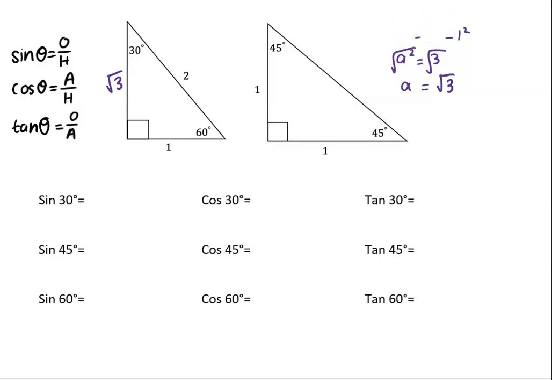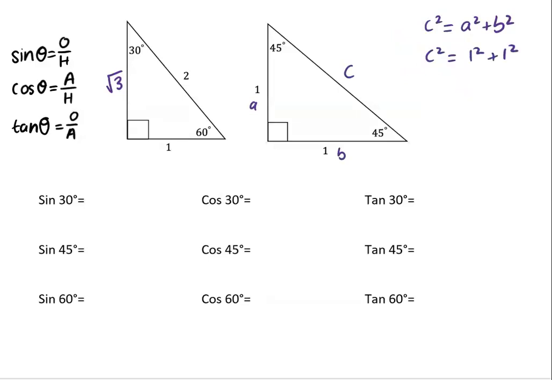We can also determine the third side of the 45, 45, 90 triangle, once again using Pythagoras' theorem. This time we're finding the hypotenuse, C. C squared is A squared plus B squared. C squared is 1 squared plus 1 squared. Well, 1 squared is 1, 1 squared is 1. So C squared equals 2. We take the square root of both sides and we're left with C equals square root 2, once again left as a surd. And we can add that value to our 45, 45, 90 triangle for the hypotenuse.